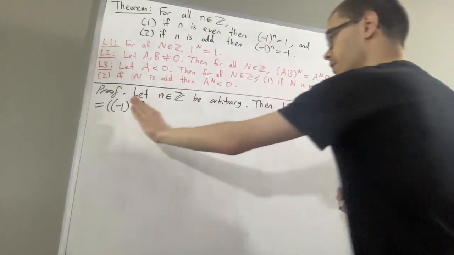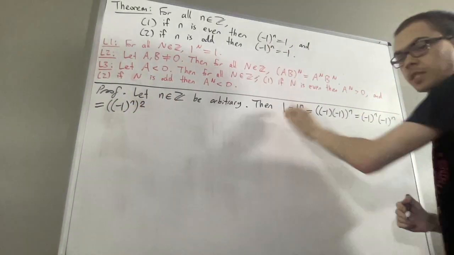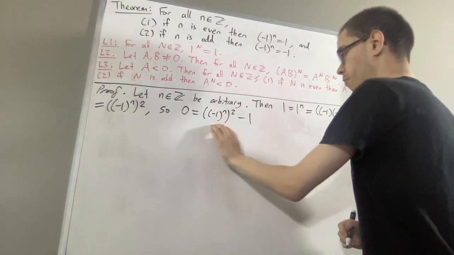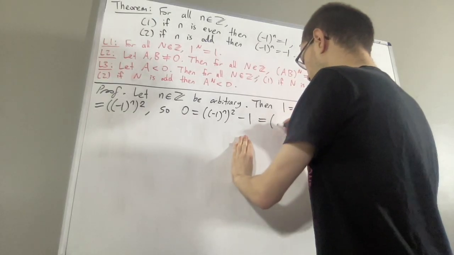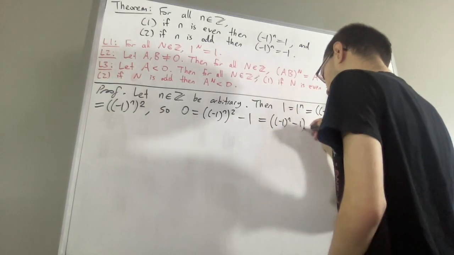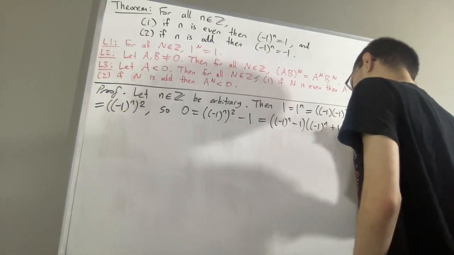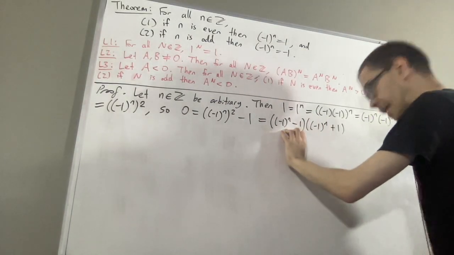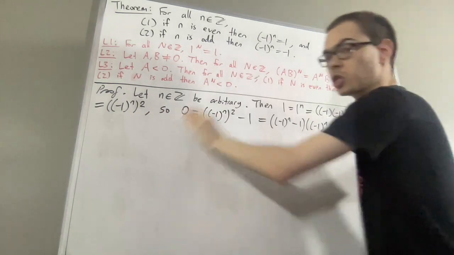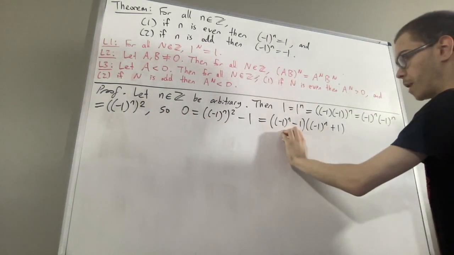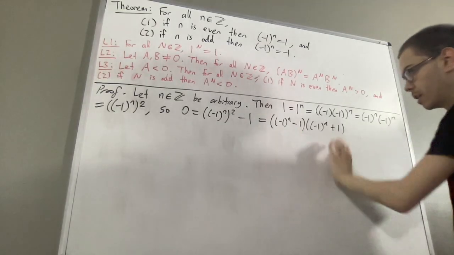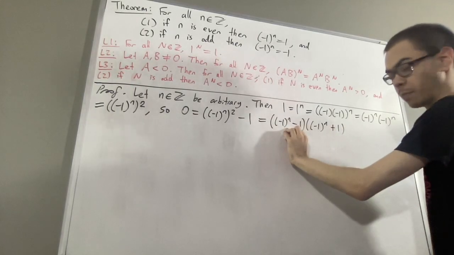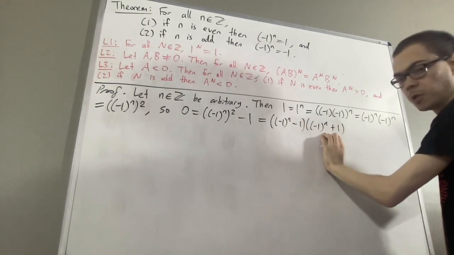So then ((-1)^n)^2 minus 1 is equal to 0. But we know that we could re-express this as ((-1)^n - 1) times ((-1)^n + 1). So ((-1)^n - 1) times ((-1)^n + 1) is equal to 0. So either (-1)^n - 1 is equal to 0, or (-1)^n + 1 is equal to 0. And therefore, either (-1)^n is equal to 1, or (-1)^n is equal to -1.